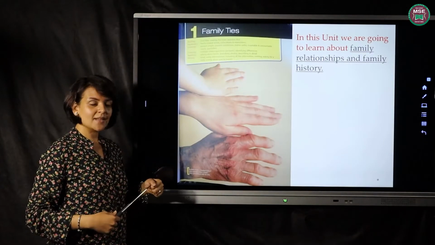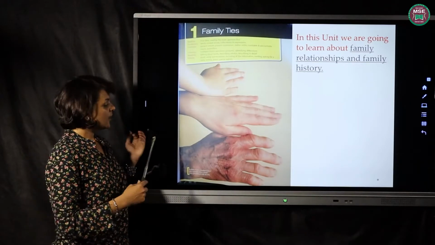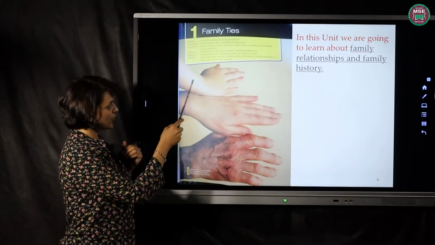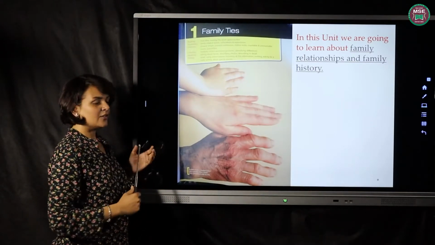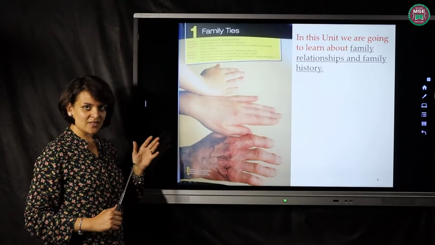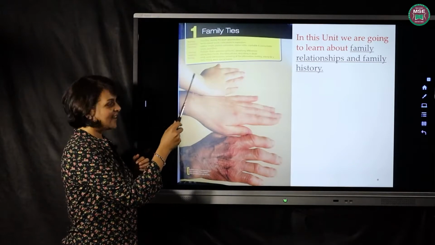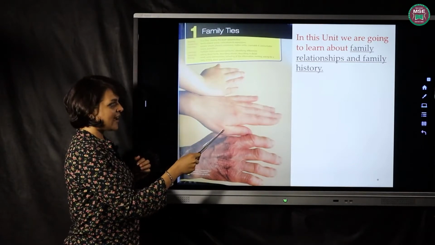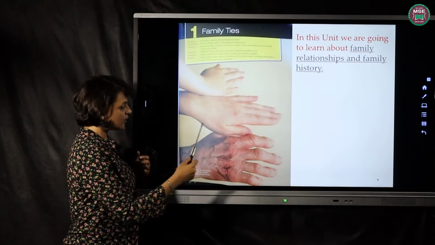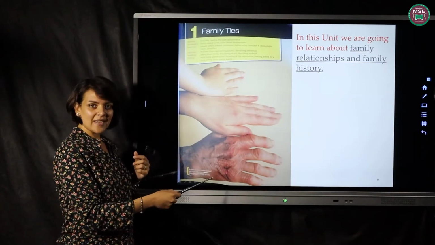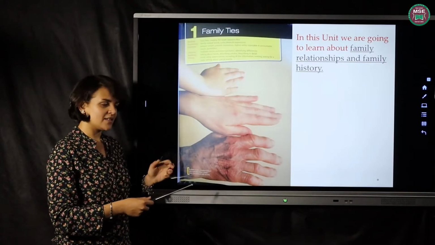And here we have a picture that presents the different ages in the family. Here we have three hands for three generations, for three people from different ages. For sure, this hand is for a kid or a baby. The middle one is for a middle-aged person or an adult. The third hand represents a very old person in the family, which is the grandparents.